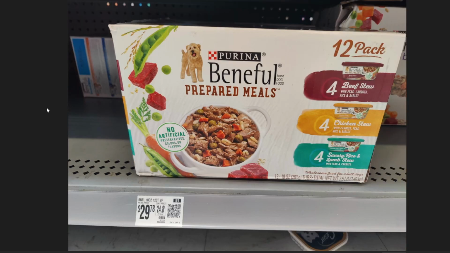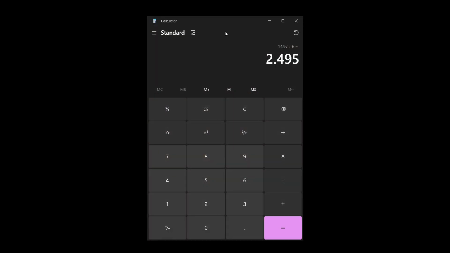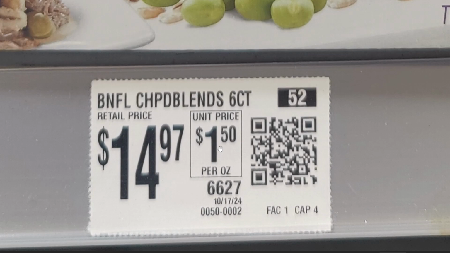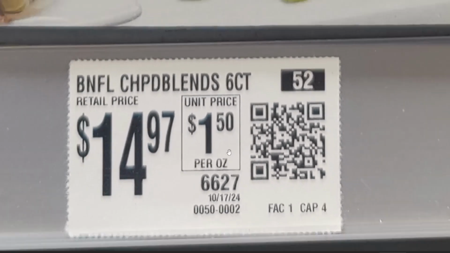Look at this one, the 12-pack. So we'll go back to our calculator. The price is $29.78 divided by how many do we get? We get 12 of them. That is $2.48. That's pretty much exactly the same. Something's not adding up. And that's because there's a mistake here in this unit price. That is not accurate. This unit price, this $1.50 per ounce, is wrong.